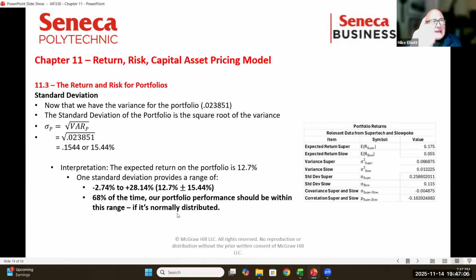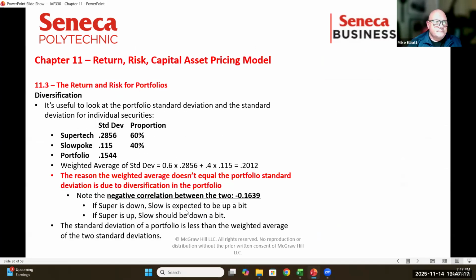All right, so now we've got our standard deviation, and now we've got our portfolio expected returns and the standard deviation. Where are we going to end up 68% of the time within this range? Fine. What does diversification do for us?